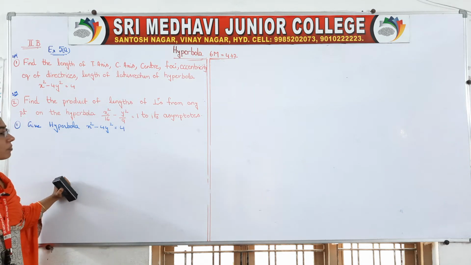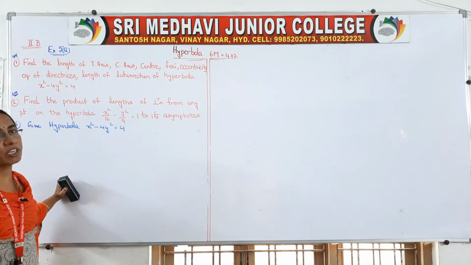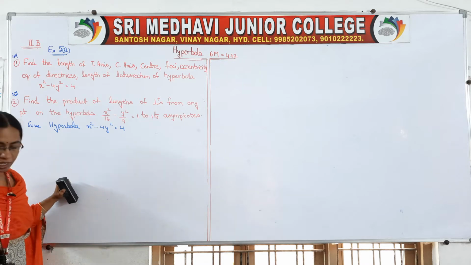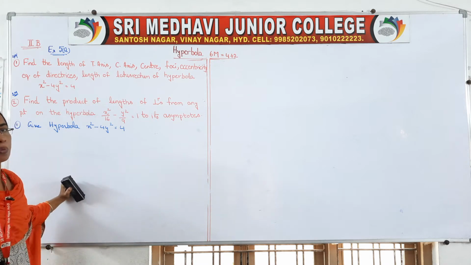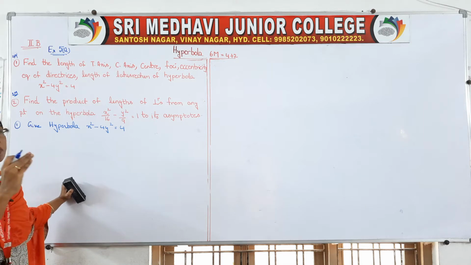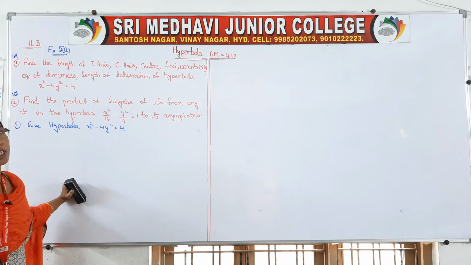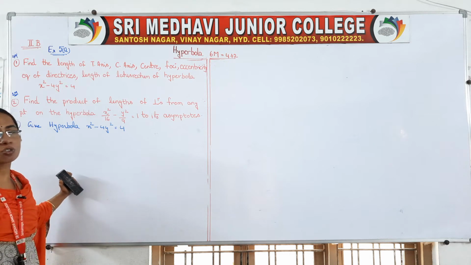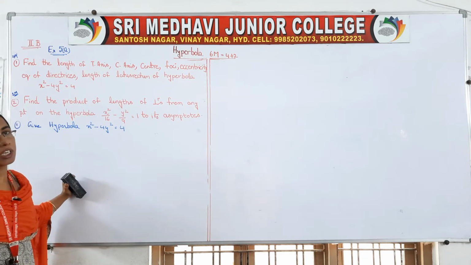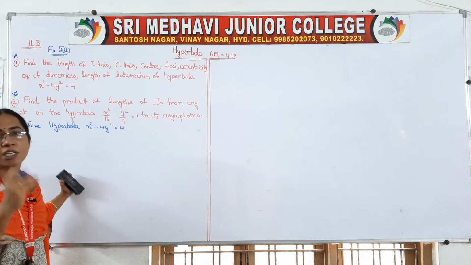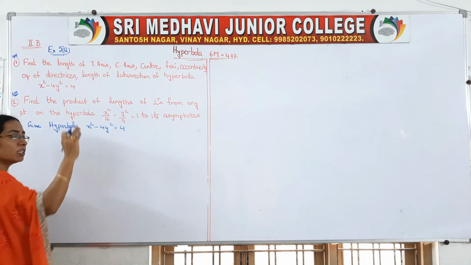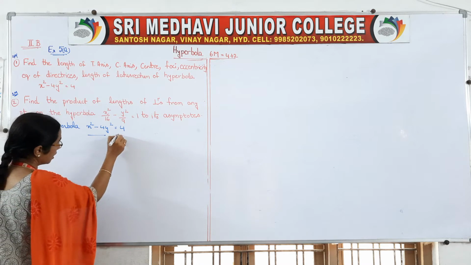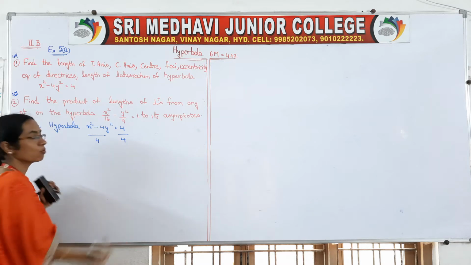What I said: whenever any equation is given to you, first of all reduce the equation into standard form. We have totally 4 cases of hyperbola equations, so reduce the given equation into any one of the 4 forms. Whenever the equation contains only x square and y square terms, it may belong to the first 2 cases, so try to reduce that equation into the first or second case. In all the 4 cases the right side must be equal to 1. That's why divide the equation on both sides by 4.